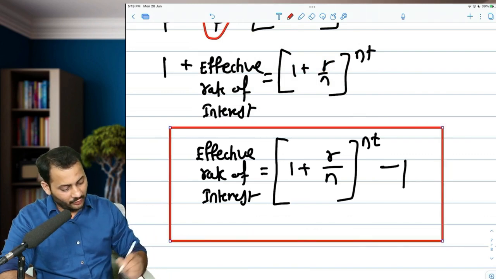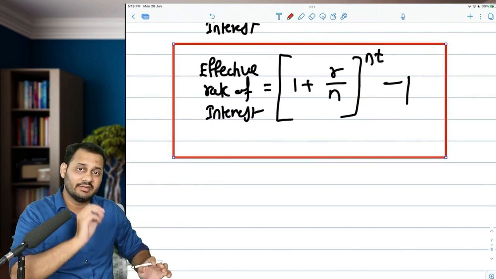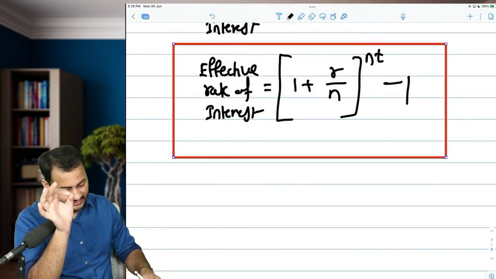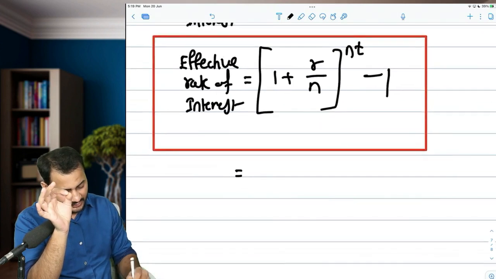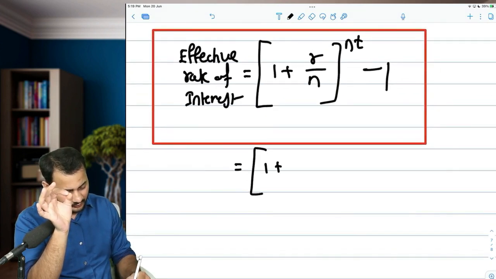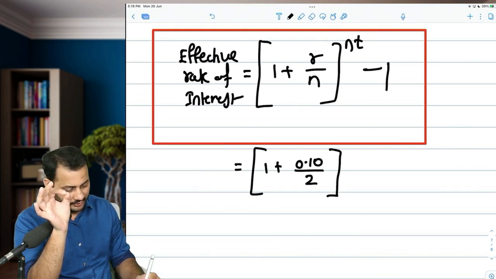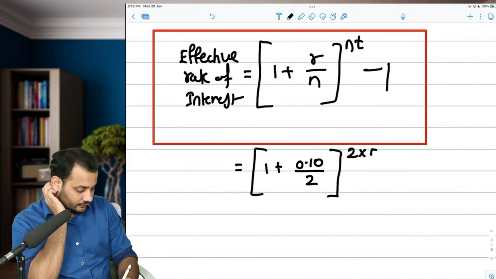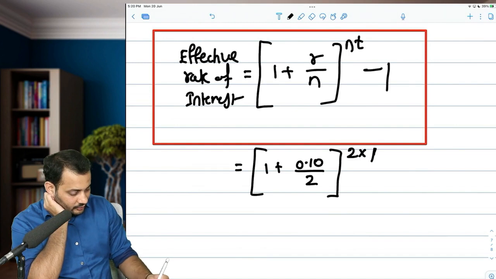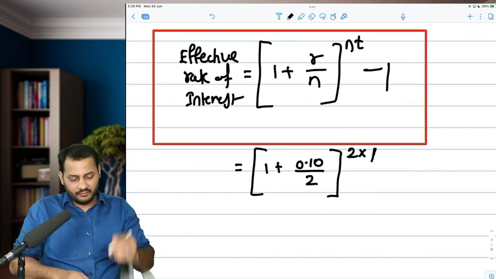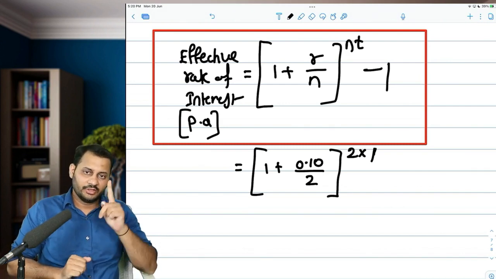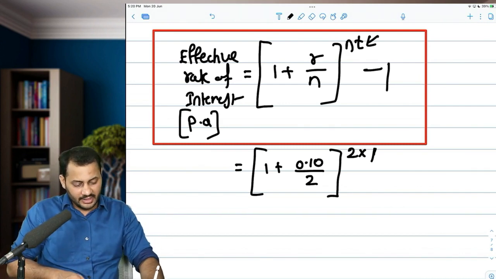Now, without any amount you can calculate the effective rate of interest that you are earning in any situation. Let's take the semi-annual situation. In the semi-annual case, it was 1 plus 10% per annum divided by 2 compoundings in a year, to the power 2 into 1. Please understand that the effective rate of interest is always calculated on a per annum basis, so it is only for 1 year. Hence the time will always be 1 year.